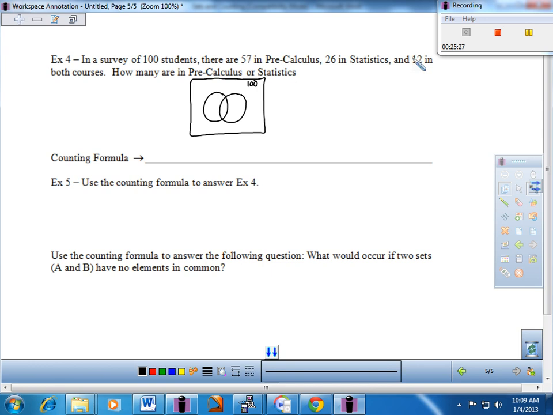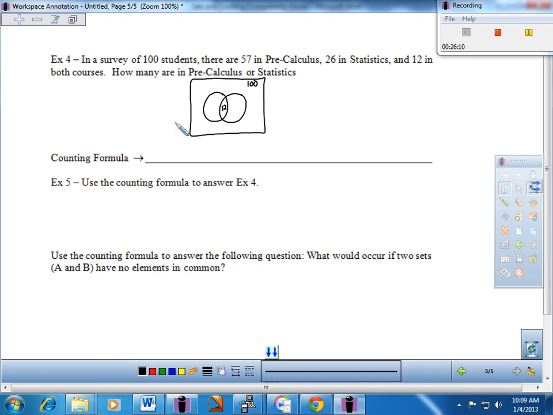And so let's look at it visually, and then we will apply it to what is called the counting formula here to see it in action. So let's start out with this nice visual diagram, and let's start with the fact that these are my pre-calc students, these are my statistics students, and there are 12 that are taking both. So everyone, if you would, the intersection would be 12. So everyone put a 12 right in there for me.